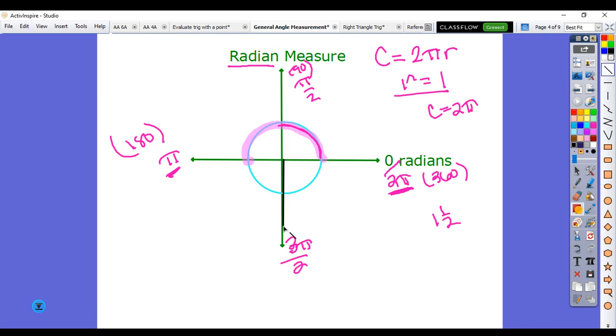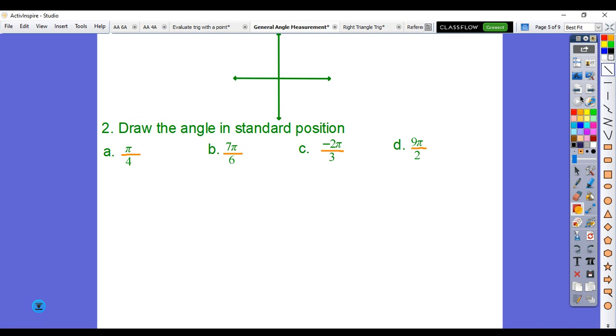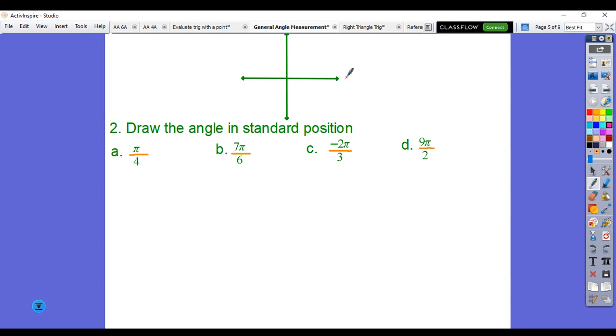And in the fourth quadrant, more than 1.5, less than 2. So it all just depends on where it ends. So we're going to do the same thing. We're going to graph these measurements and radian measurements. All right, so the first thing I want you to do, draw this out, and we're going to label this.